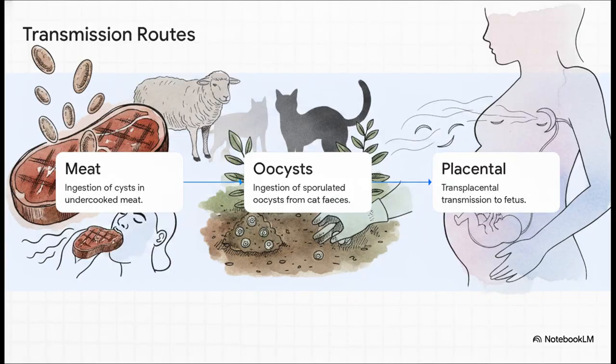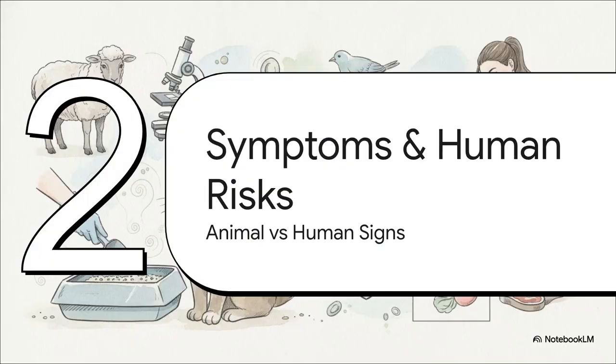So how do intermediate hosts, which includes us humans plus sheep, dogs, and mice, actually catch it? Well, transmission primarily happens through these 3 main routes. First up, eating tissue cysts hiding out in undercooked meat. Second, accidentally ingesting those sporulated oocysts directly from an environment contaminated with cat feces, like your garden soil. And third is transplacental transmission. This happens when a mother acquires the infection for the very first time during pregnancy and unfortunately passes it right to the fetus.